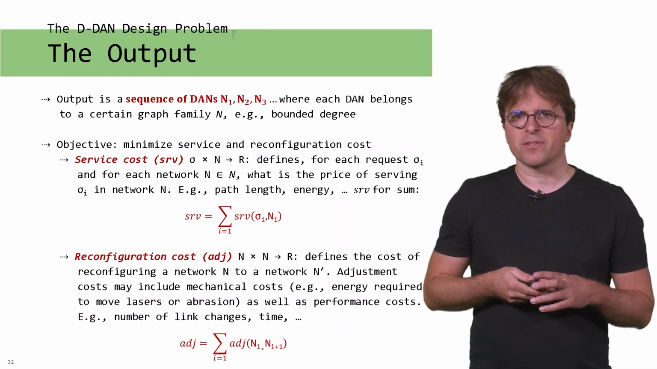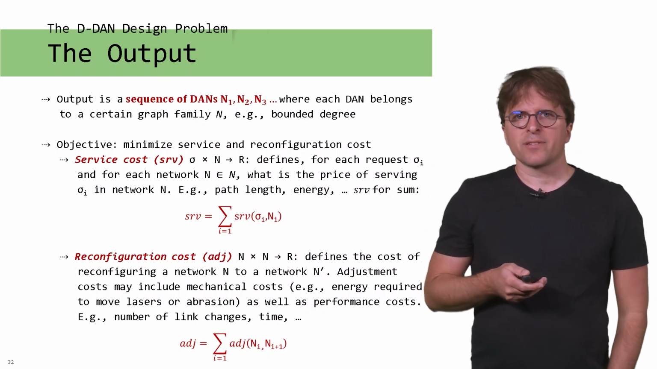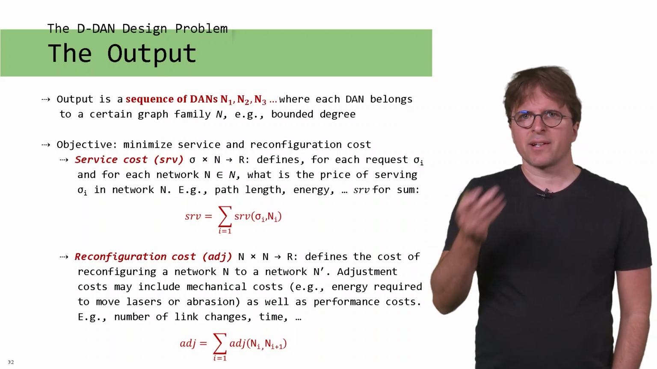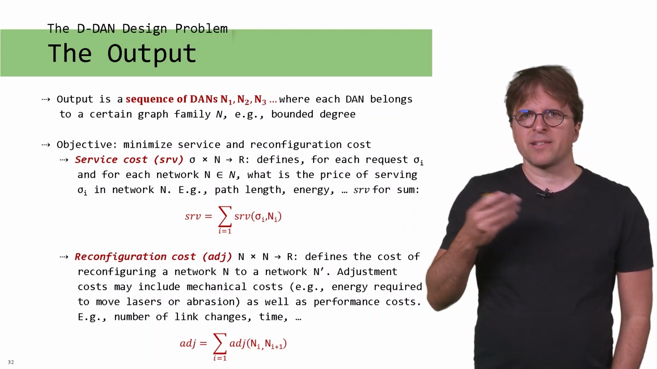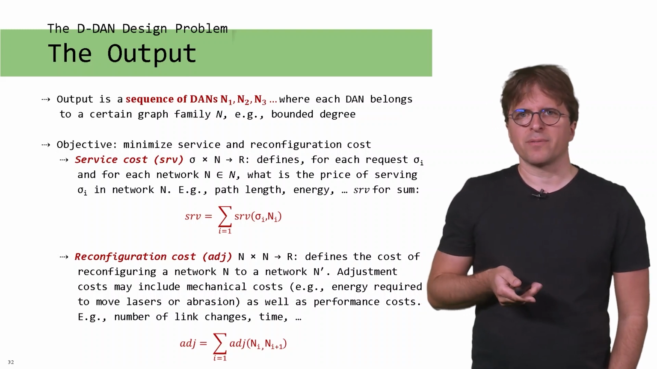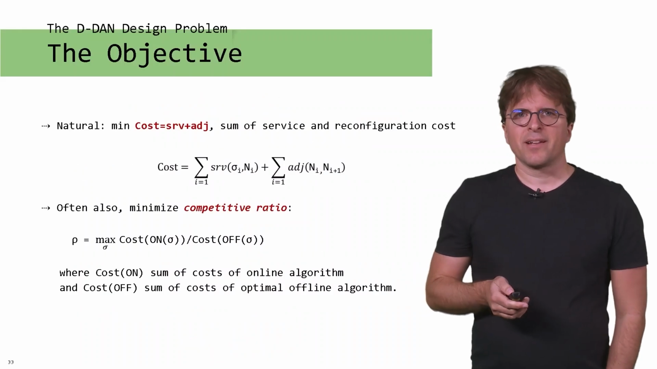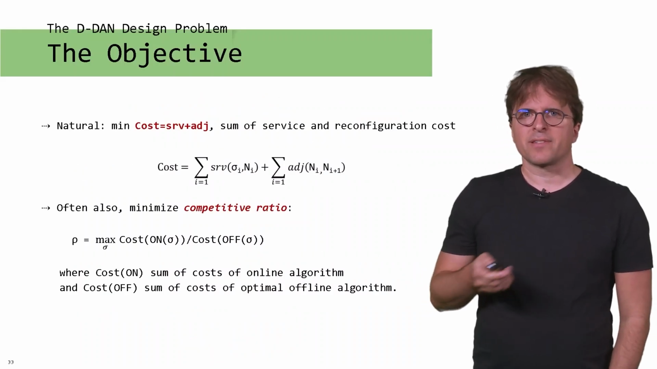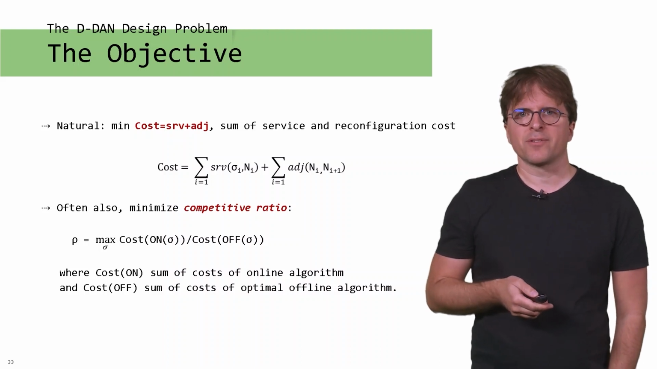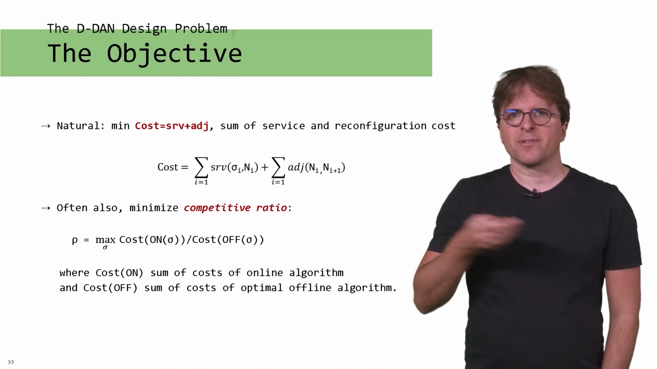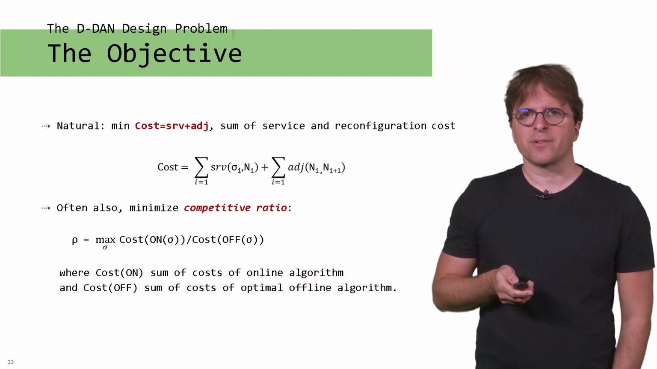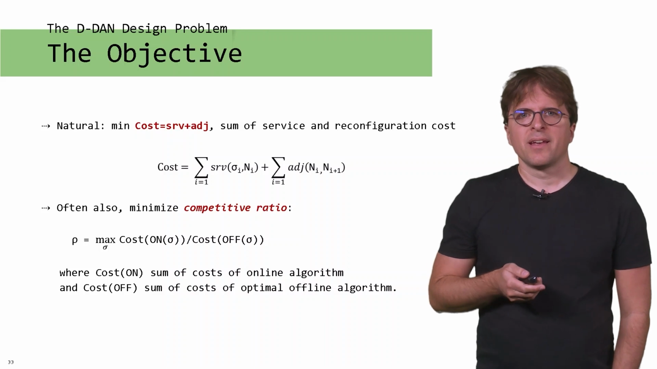of adjustment costs. So overall, the network sequence that we want to design is basically aiming to minimize this service cost over time plus the adjustment cost over time. Okay, so the natural objective here is that we have the sum of the service cost and the adjustment cost over time that we want to minimize. So the overall cost of these two components is something that we want to consider in the dynamic case.